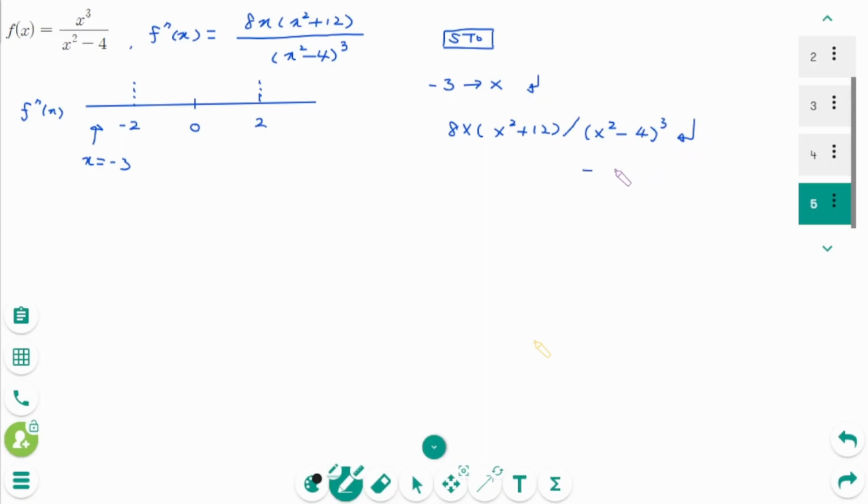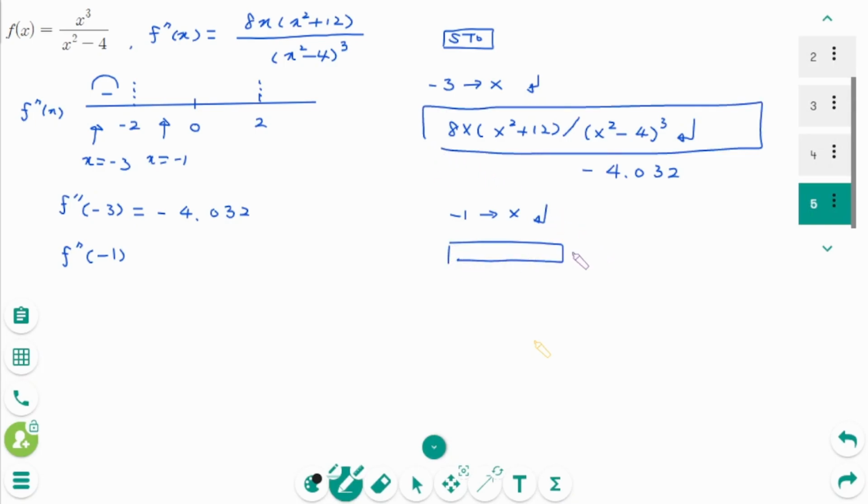then you will see minus 4.032. That means f second prime of minus 3 equals minus 4.032, which is negative, concave down. When the testing number is minus 1, f second prime of minus 1 is, now minus 1 store x, enter, then this one, enter again, then it's rounded to 3.852, which is positive.